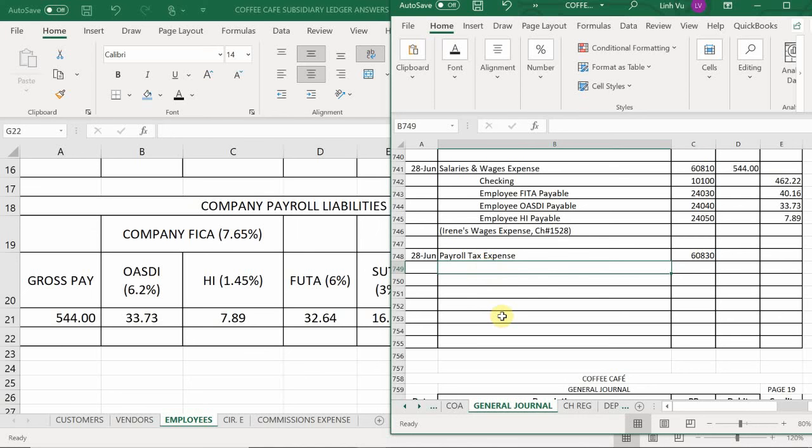Now we have to list out all of the accounts for all the items that we just calculated. Let's take a look at our chart of accounts, because we're not paying these now. We're going to hold on to that money and pay them later. So in this case, it is a payroll liability. What accounts are we going to use to separate between employee and the company?